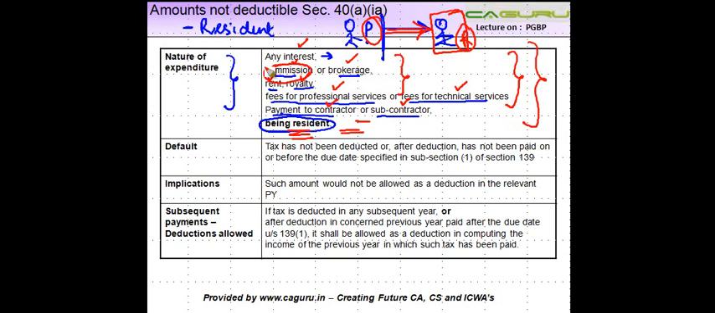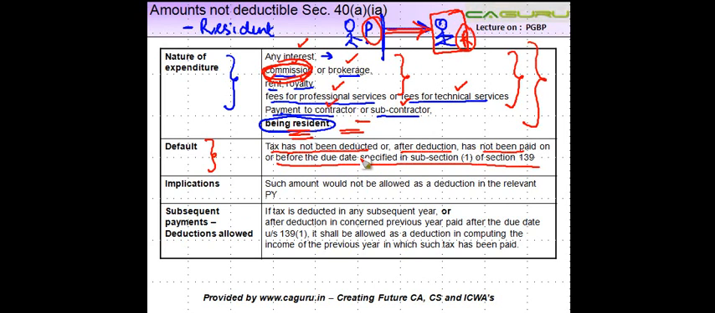Let's say we'll take commission as an example. So P is making a commission payment to R, right? R is a resident. But what happens is when P makes a payment to R, he does not withhold tax. Tax has not been deducted. What's the default? The default is tax has not been deducted, or after deduction has not been paid on or before the due date specified under subsection 1 of section 139.